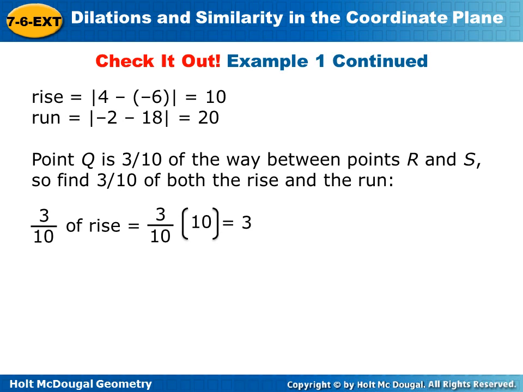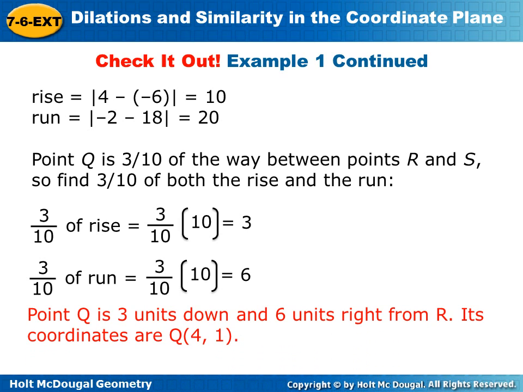So we find 3/10 of both the rise and the run. So 3/10 of the rise is 3, and 3/10 of the run is 6. So point Q is 3 units down and 6 units right from R, and the coordinates are (4, 1).